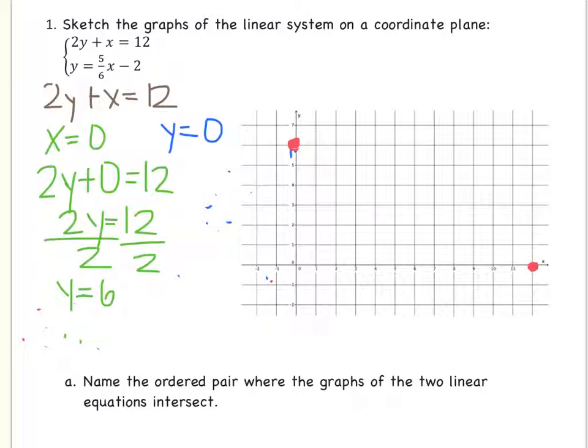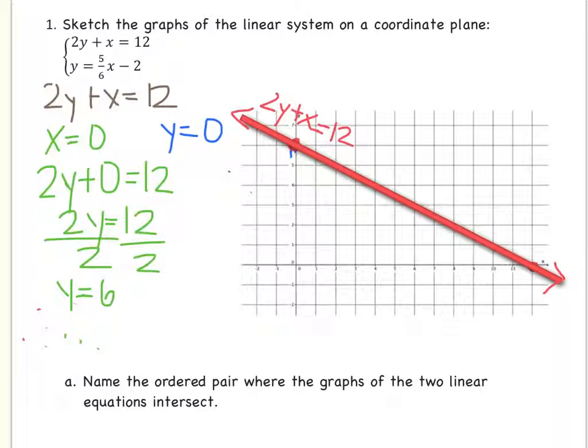Make sure if it's a line, make sure you're putting arrows on the end. And make sure you label it with your equation. Okay, so now that I have that equation graphed, I'm going to focus on my equation y equals 5/6x minus 2. That looks pretty easy.